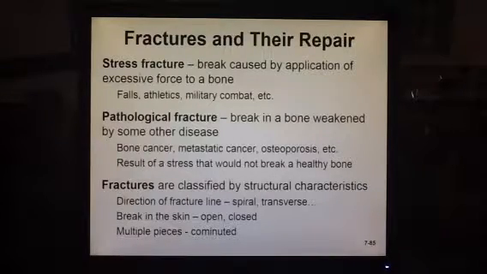Whereas a pathological fracture is a break in a bone that's weakened by another disease. So if we talk about bone cancer or osteoporosis, which we're going to in just a minute, normally that stress wouldn't break a healthy bone, but because the bones are weakened, those are the types of fractures called pathological fractures. Fractures are also classified by their structural characteristics, so the direction of the fracture line, or whether the break in the skin is open or closed, and we'll get to each of those.